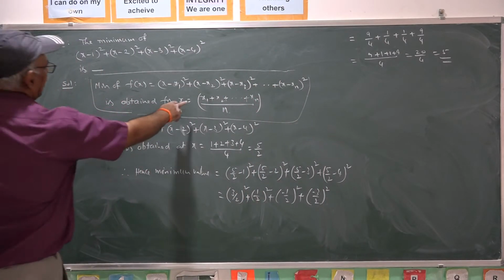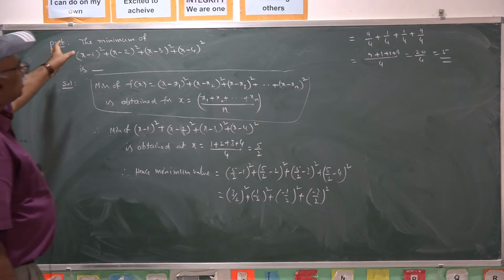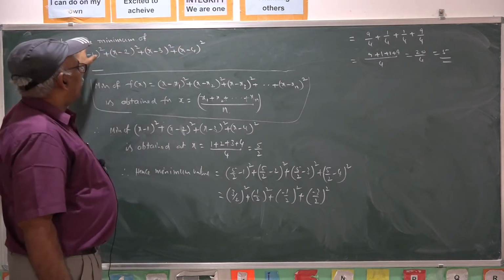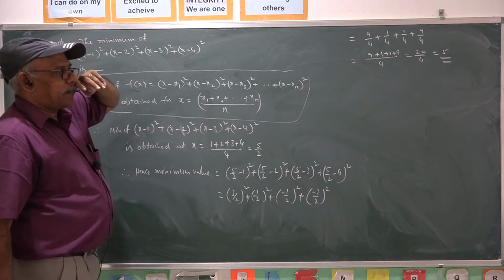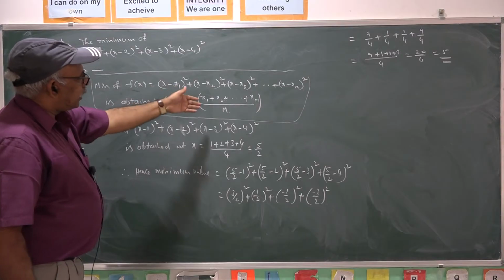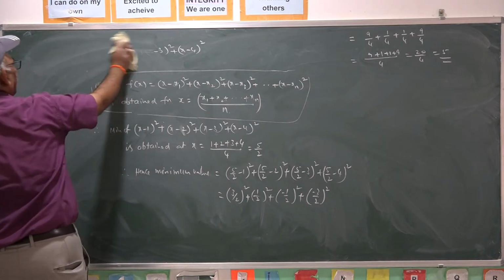So this is a very important result. Based on that formula, you can find the minimum of the function which is given in this form. All the terms are perfect squares. Once all the terms of the function are perfect squares like this, then you can apply this formula to get the minimum value of the function.